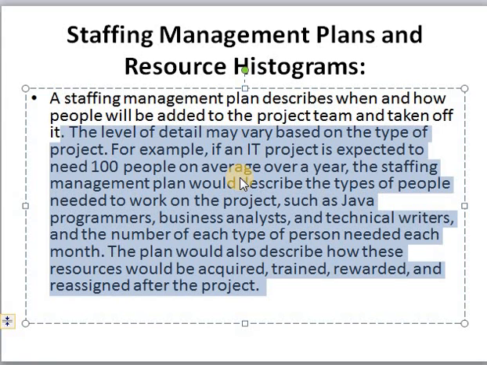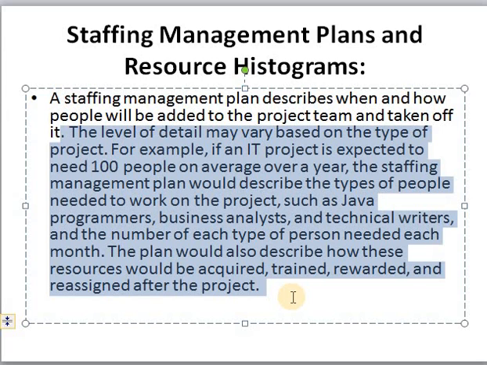So the level of detail that we will consider in a staffing management plan will be different according to the nature or the type of the project. For example, if an IT project is expected to need 100 people on an average over a year, the staffing management plan shows us the type of the people needed to work on the project, such as some programmers or analysts or writers, and the number of each type of person needed each month will be represented in this particular plan. This plan would also describe how these resources would be acquired, trained, rewarded, and reassigned after the project.